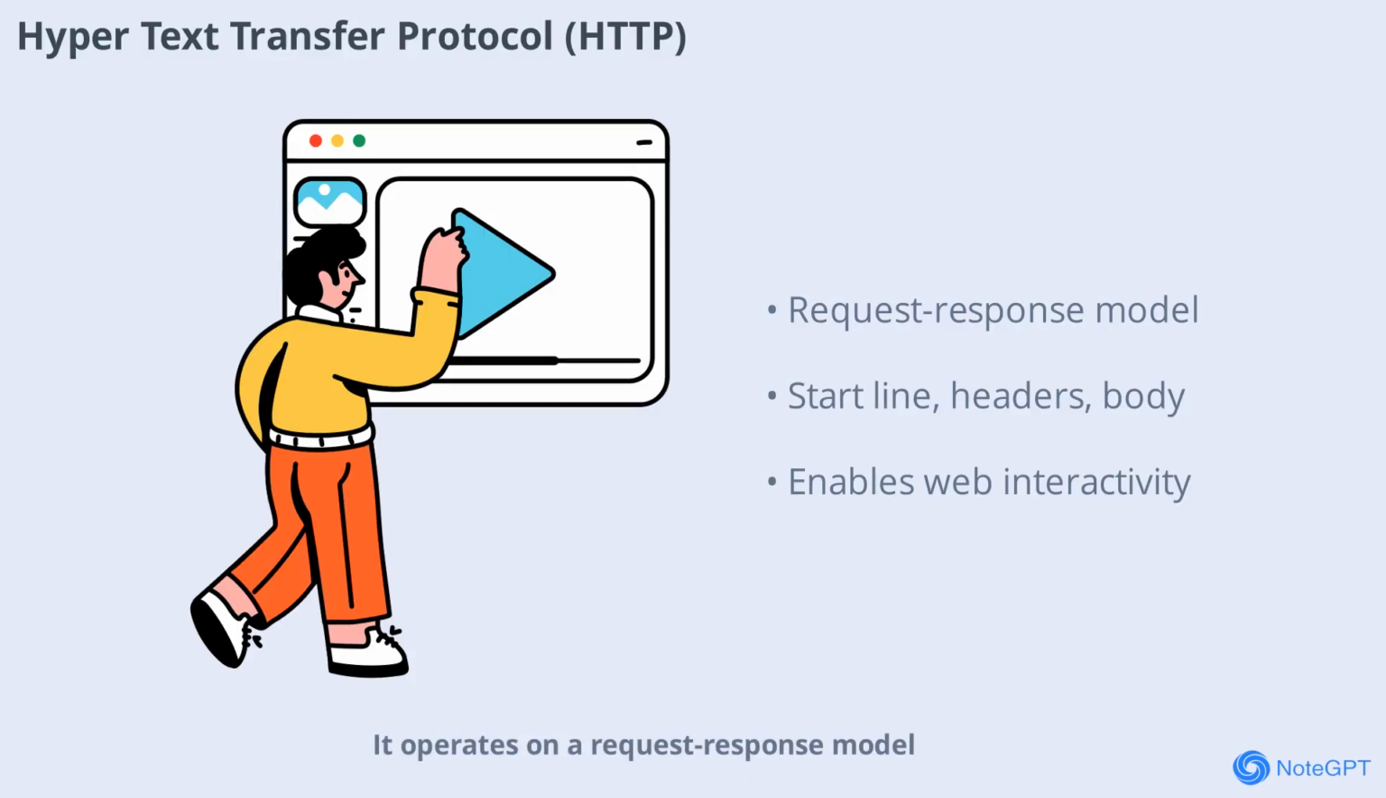It operates on a request-response model, where clients send requests for resources and servers respond with the requested data. HTTP messages consist of a start line, headers, and an optional message body. This protocol enables the dynamic, interactive nature of the web, supporting everything from simple page loads to complex web applications.